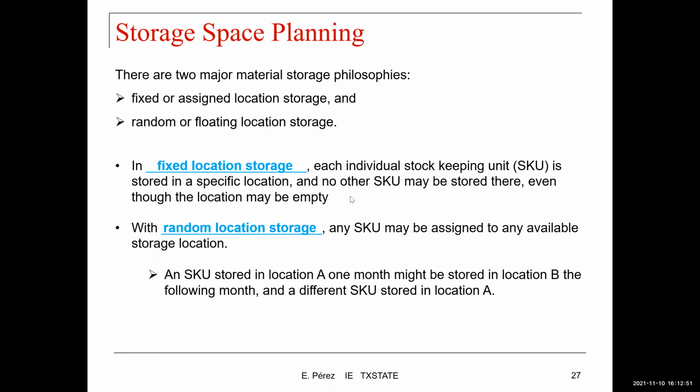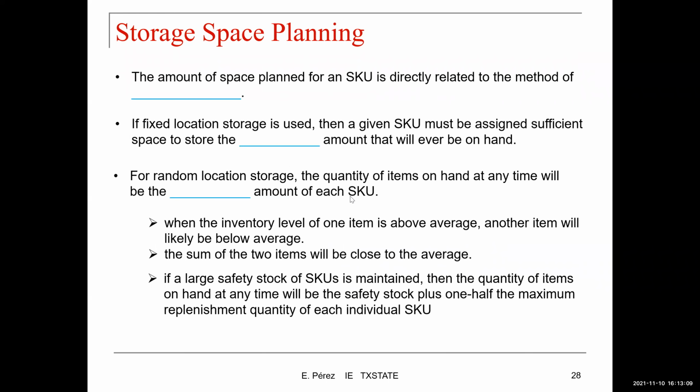So those are the advantages and disadvantages. One is more efficient in terms of space. The other one is more efficient in terms of the quickness in which you can put together the orders and set up your items in the warehouse. So the amount of space planned for an SKU is directly related to the method of assigning space. If fixed location storage is used, then a given SKU must be assigned sufficient space to store the maximum amount that will ever be on hand.